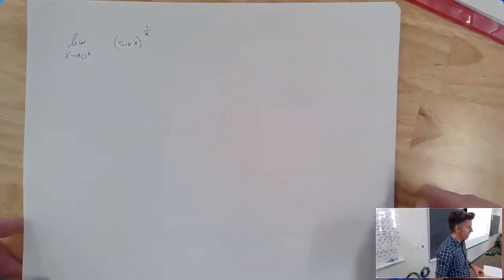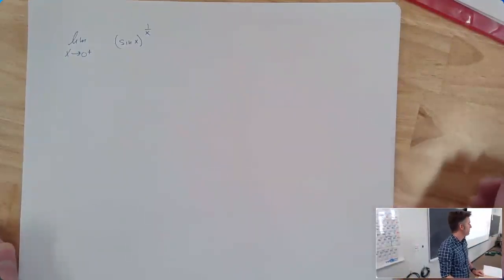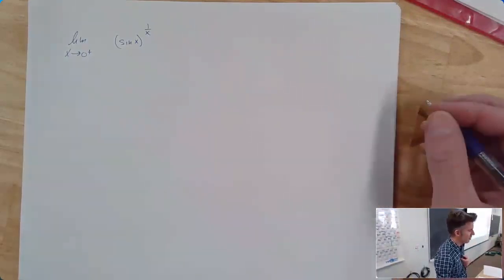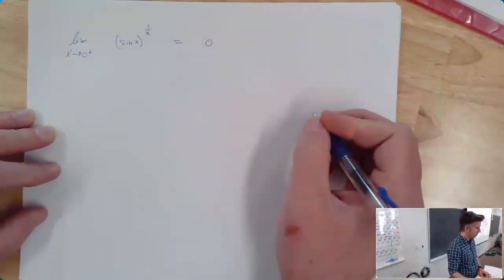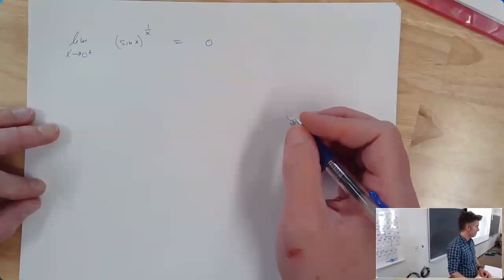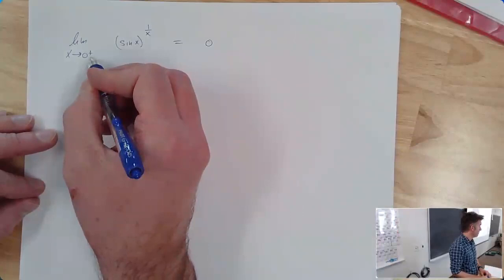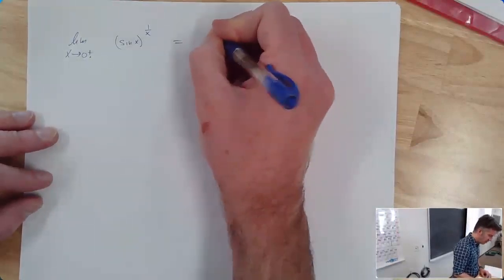What I really should point out here is this isn't an indeterminate form. If we plug in our 0, what's sine of 0? What's 1 over 0 going to? 1 over a positive 0. Right, infinity, definitely infinity. Okay, you have a 0 to the infinity.